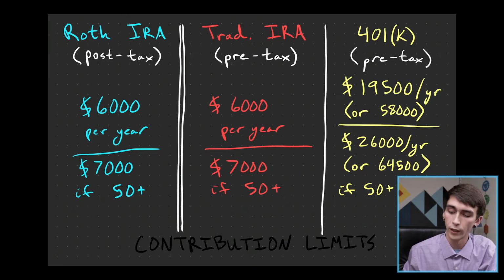Then with the 401k, the limit is much higher. You can contribute $19,500 a year, but if you add the amount that you contribute plus what your employer contributes, your limit is actually $58,000. And then if you're over the age of 50, it's $26,000.